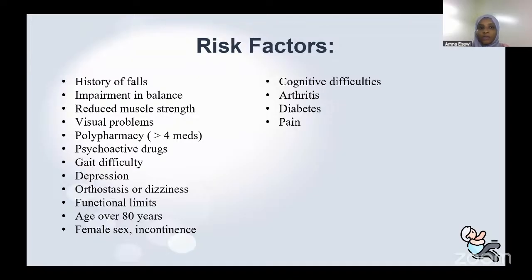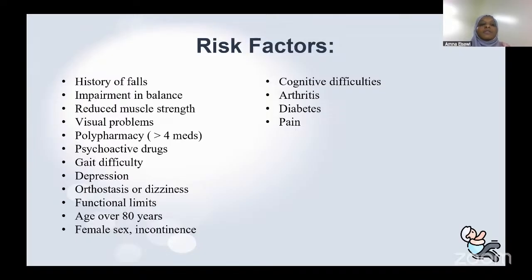Now, I'll move quickly through the risk factors. The risk factors are especially important, not only to assess when taking a history from the patients, but also because they can help us navigate the process of preventing falls in older adults. First of all, history of falls is a very major risk factor. Impairment in balance, so people who have neurological disorders, for example ataxia, or any sort of disorder that can cause an impairment in balance. Reduced muscle mass or reduced muscle strength is also an important risk factor.